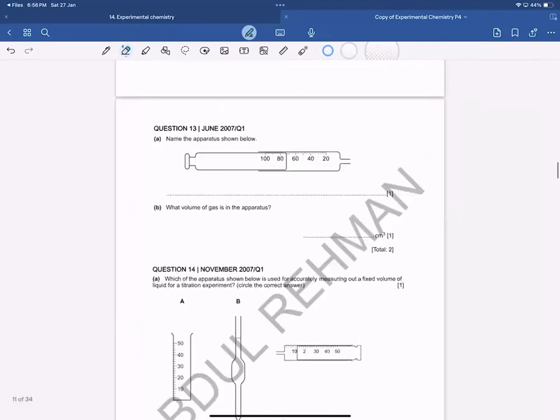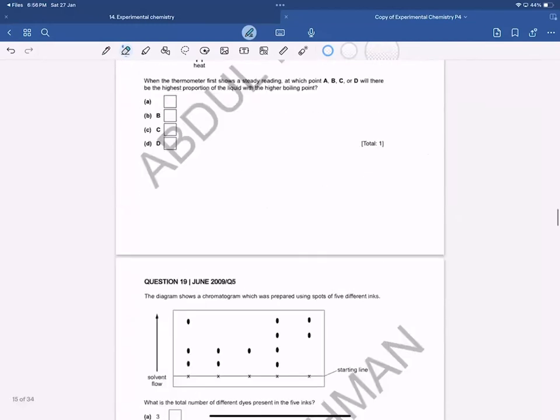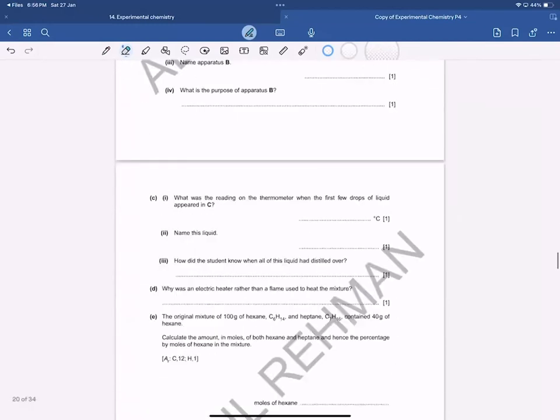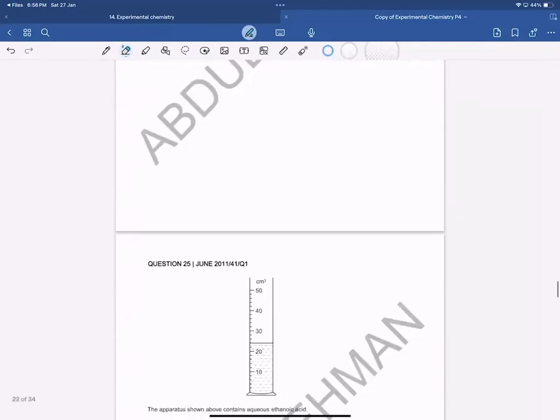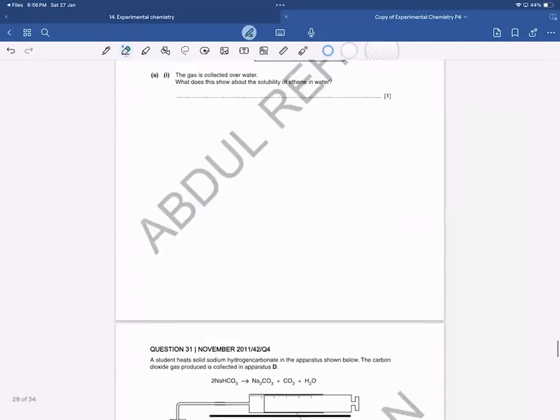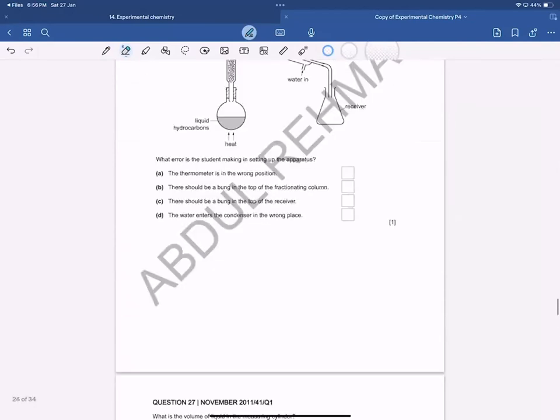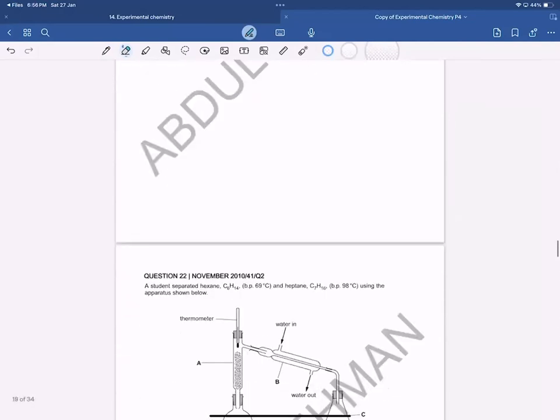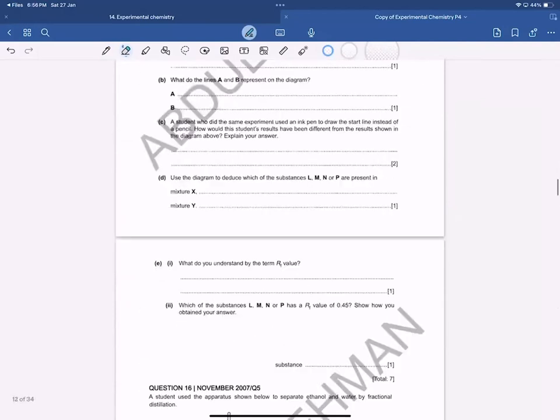Okay, I'm going to share the whole file. There are so many other questions as well for you to attempt. Do practice it. Are we done with atmospheric chemistry, air and environment? Okay, so in the next class we will do that.